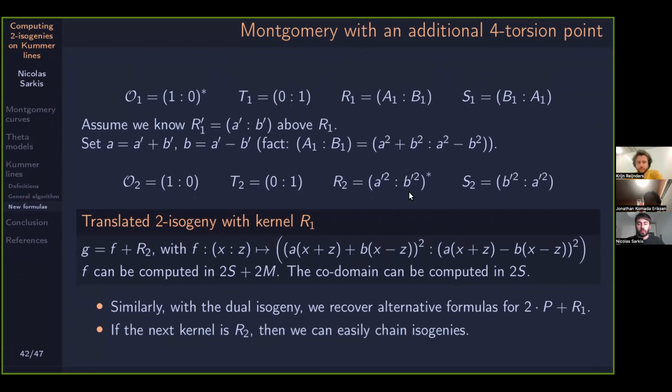What is nice compared to the previous formulas is that, first, you recover doubling formulas with the dual isogeny. And if you want to chain isogenies, here our kernel was R1, and if the next kernel is R2, you don't care about the remaining translation because it will be in the next kernel, so it will cancel out when you chain 2 isogenies.